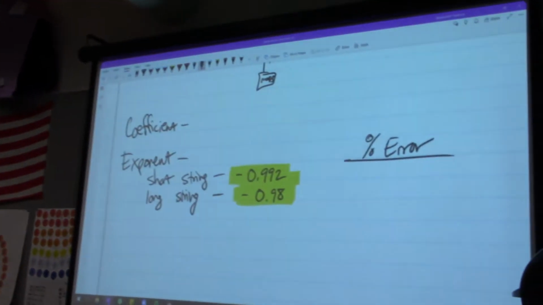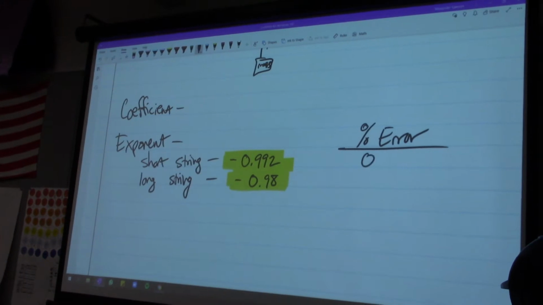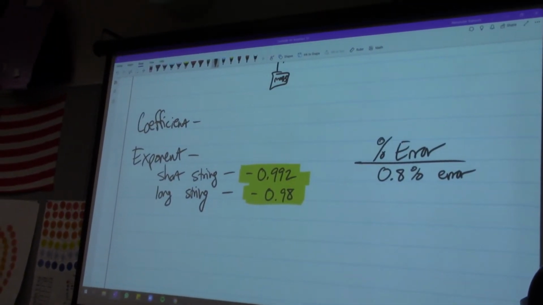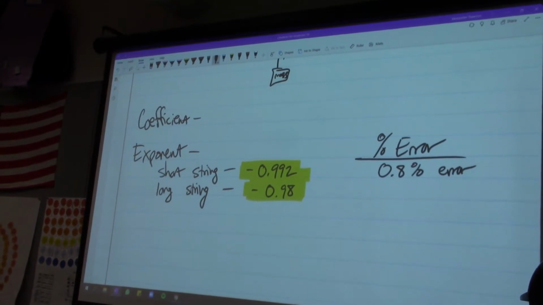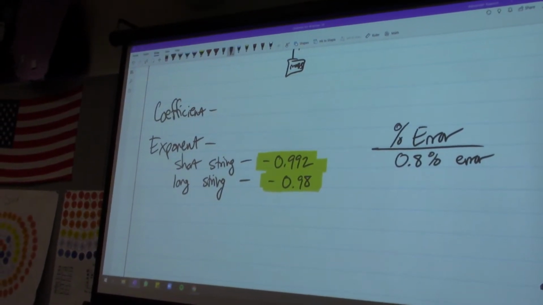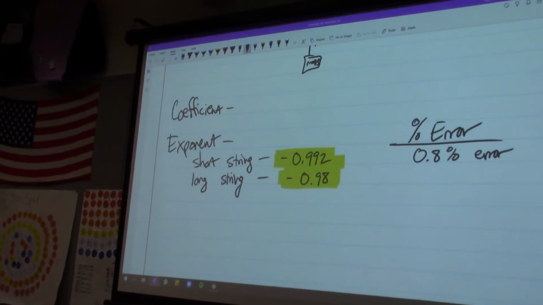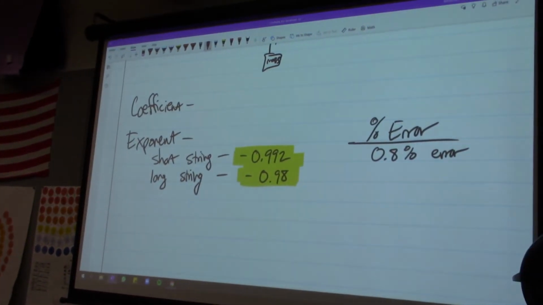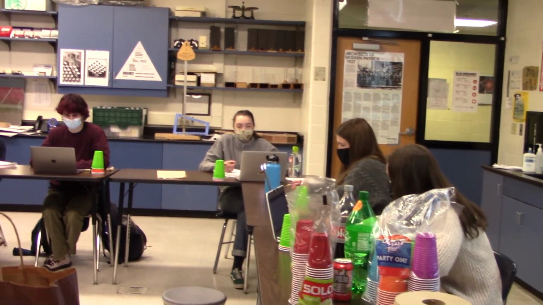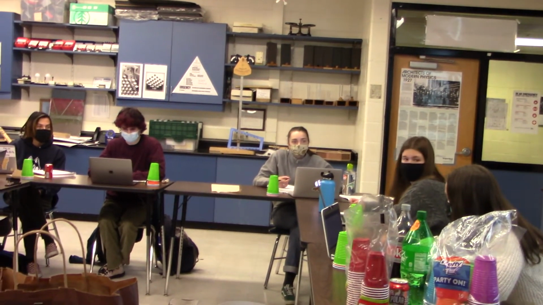For the short string, I got a 0.8% error. I really think I had 0% error. I had a different exponent from the long string. What did you have? I had 0.994 for the long. Sorry, negative 0.98 for the long string. Yeah, 0.98.